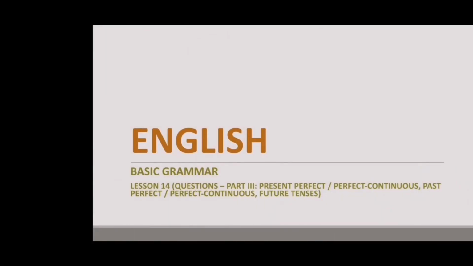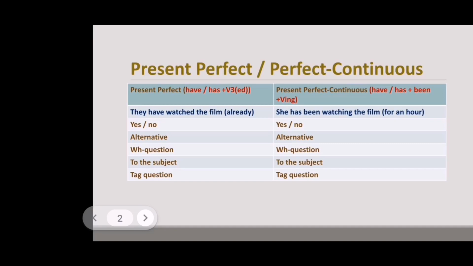Again, dear listeners and viewers, English Basic Grammar Lesson 14. Today questions in present perfect continuous, past perfect continuous, and I decided to add today future tenses. Let me remind you the structures for present perfect and present perfect continuous. You can see that in both cases we have auxiliary verbs have or has for he, she, it. In questions, it should be in front of the subject and only after the subject all the rest part of the structure. So pause the video, take your time, and try to ask all 5 types of questions for both tenses.